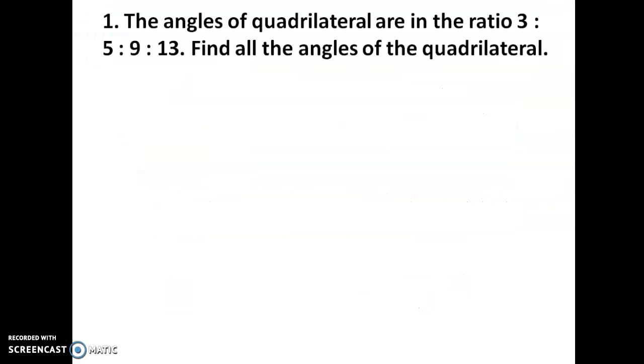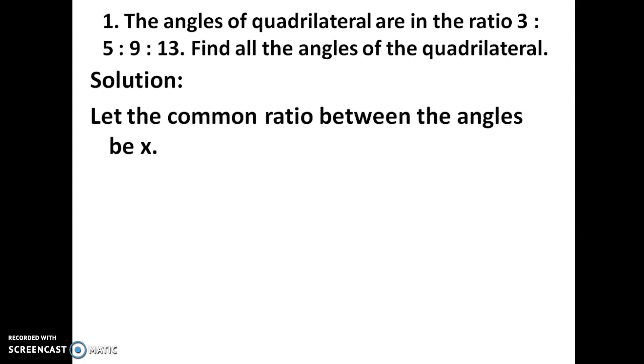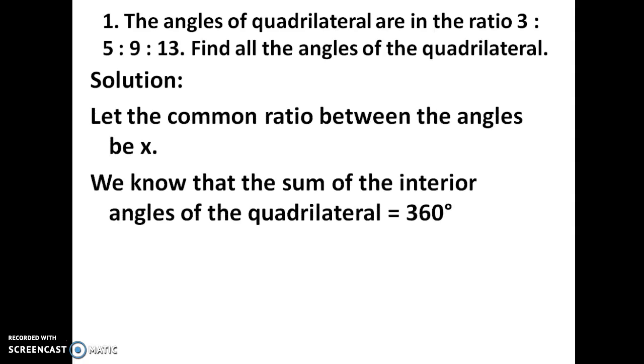First problem: the angles of a quadrilateral are in the ratio 3:5:9:13. Find all the angles of the quadrilateral. So, the ratio is given. How can we take it? We can take the sum of the angles: the interior angles of a quadrilateral sum to 360 degrees, that we know.